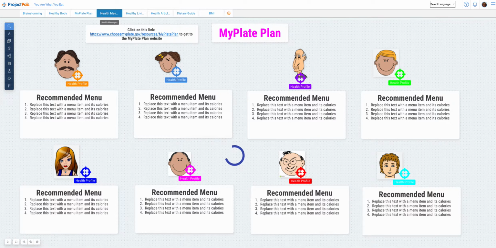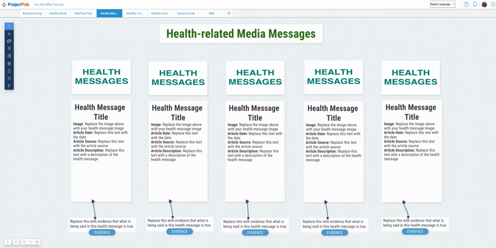In the Healthy Message tab, you will discuss the messages you see in the media about being healthy. You can recall what you already know, or you may look for current media stories. Popular health magazines are a great place to start because they contain short summaries of recent health studies and provide plenty of advice on living a healthy lifestyle.